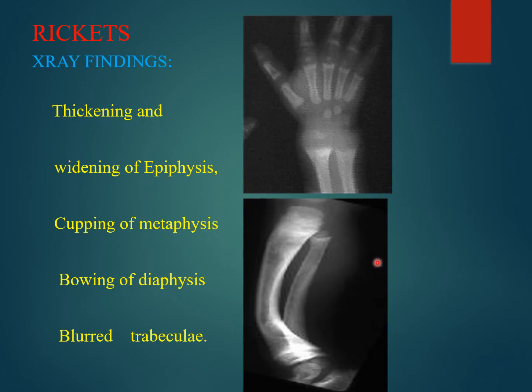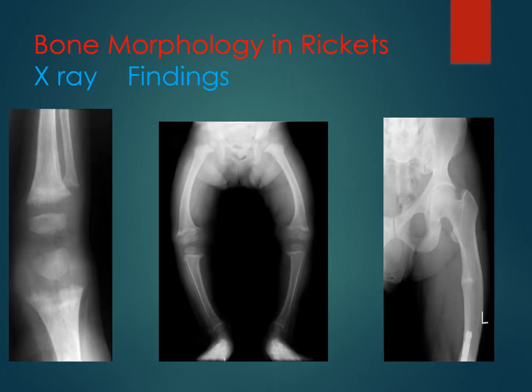In the radiograph, you can see here this widening of epiphysis and also thickening, cupping of metaphysis, and you can see that the diaphysis there is bowing or bending, and there are blurry trabeculae. Similarly here, same changes occurring in the epiphyseal and bowing of legs, and there is a microfracture.